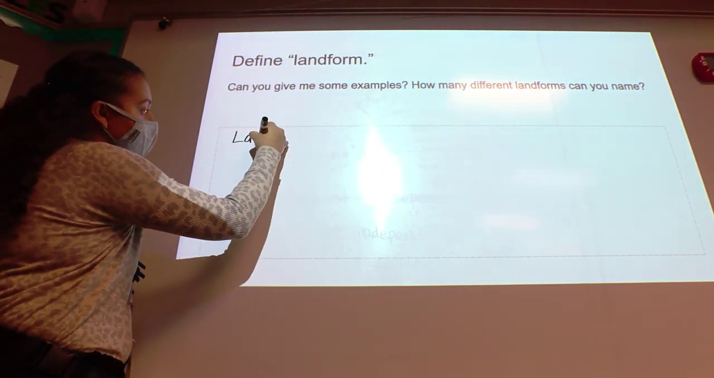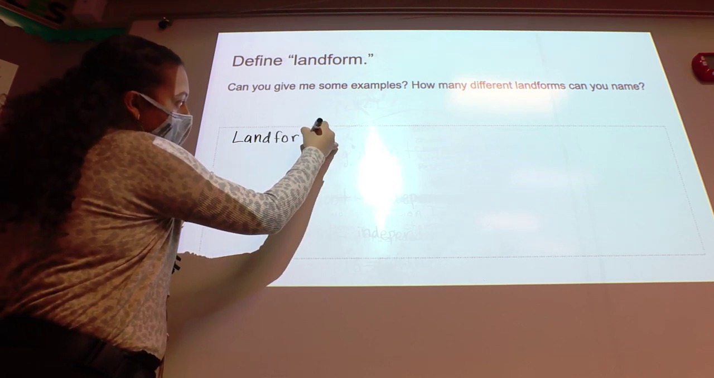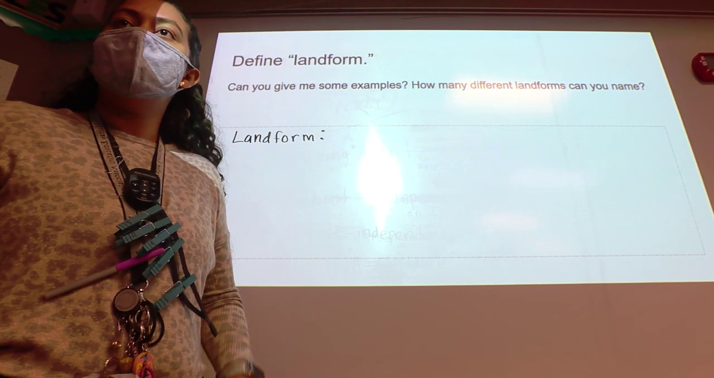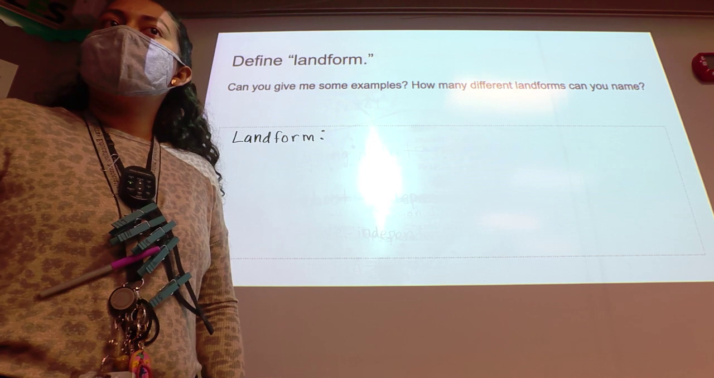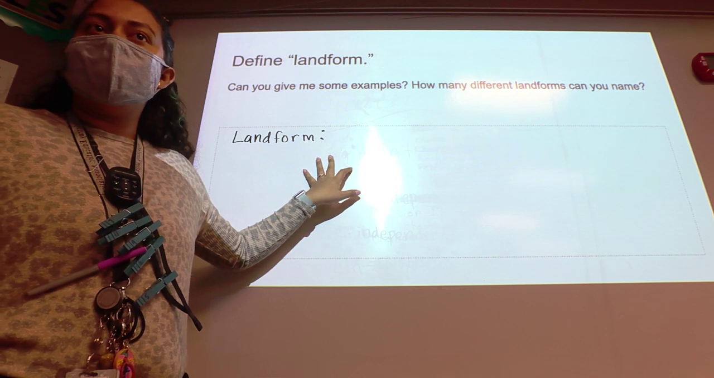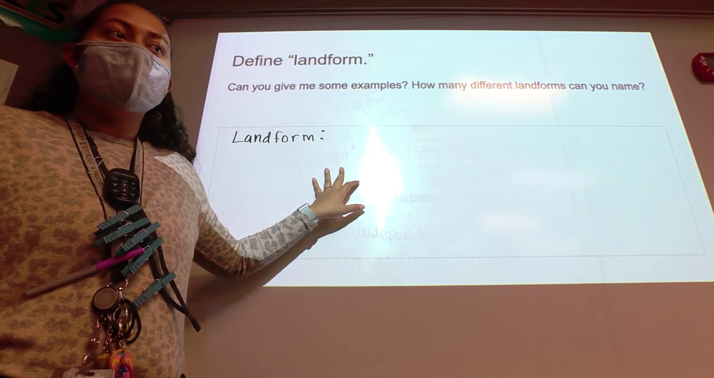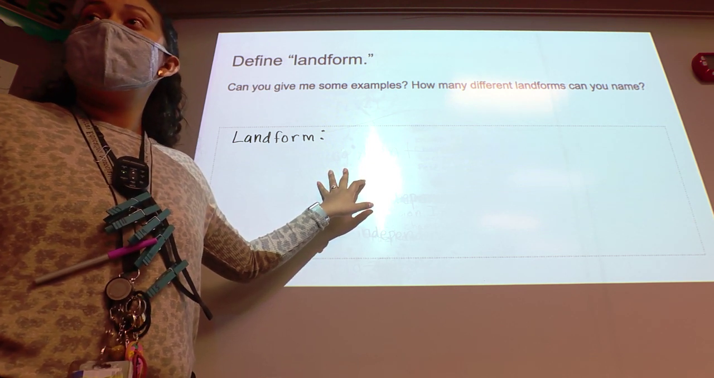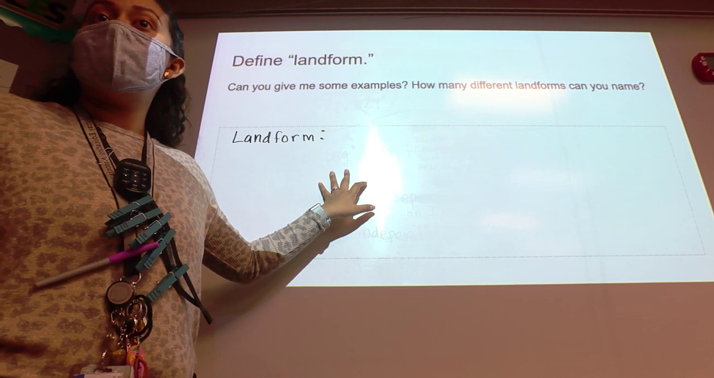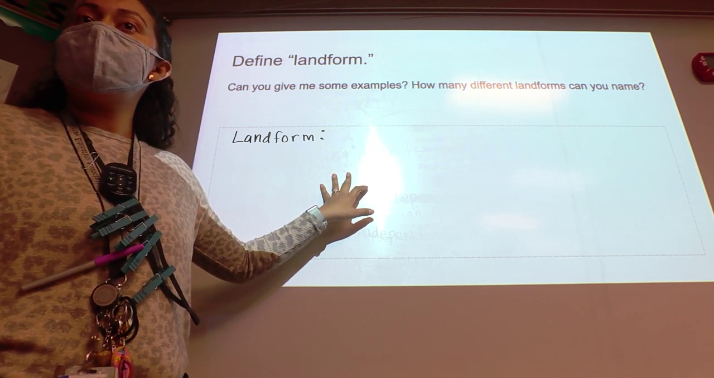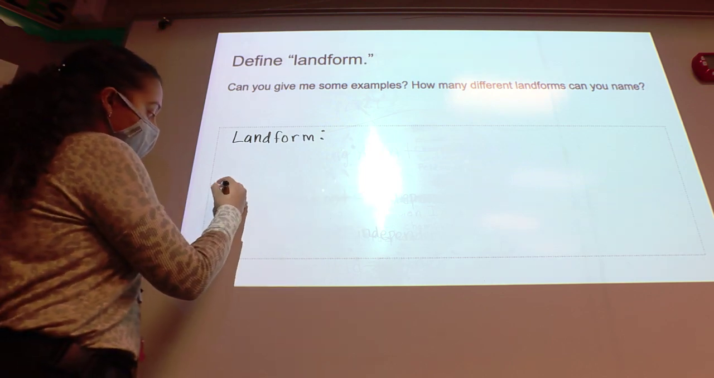What is your definition of landform? Elian, what is your definition of landform? A body of water, a mountain, a continent, a valley, a volcano, an ocean, a hill, a desert, a river, a glacier, a lake. Okay, so you're giving examples.